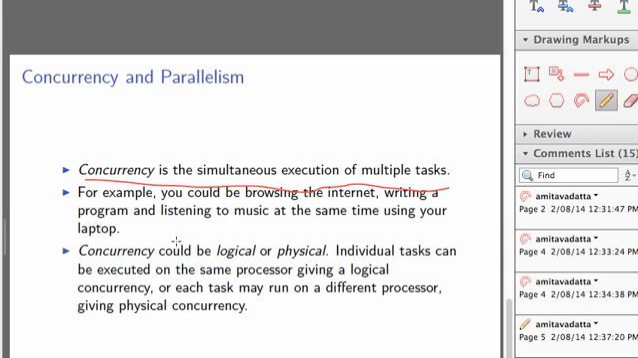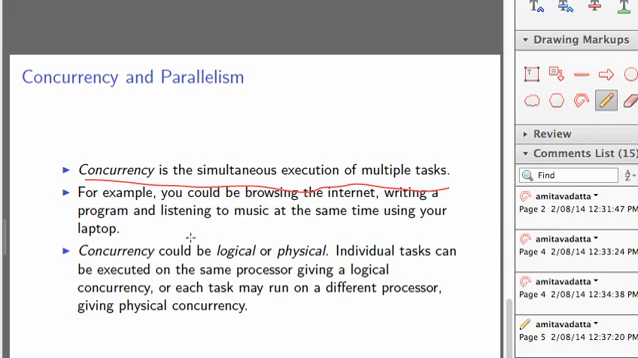So, for example, when you are using your laptop, you could be browsing the internet, listening to music through an MP3 player, and coding in C and compiling and running those C programs. Here, multiple tasks are getting executed simultaneously. However, simultaneous may mean two things here.